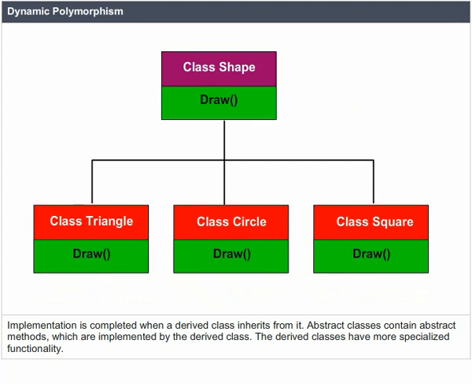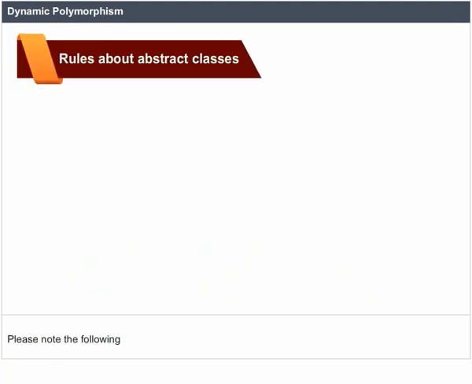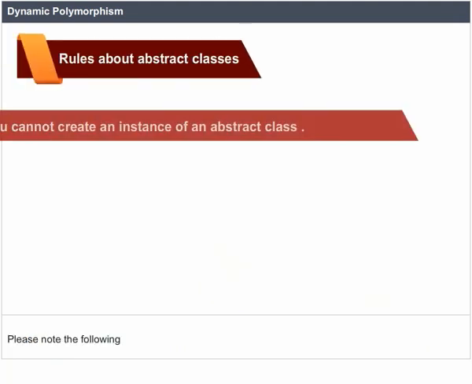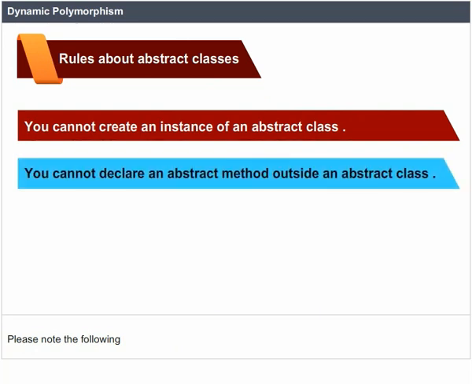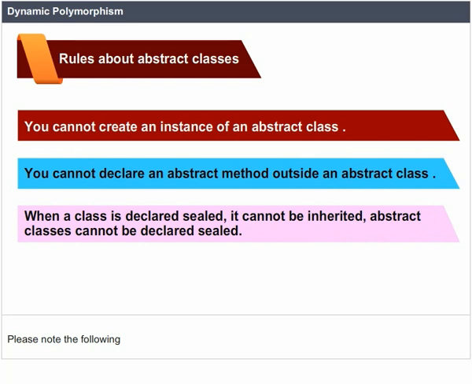Please note the following rules about abstract classes. You cannot create an instance of an abstract class. You cannot declare an abstract method outside an abstract class. When a class is declared sealed, it cannot be inherited. Abstract classes cannot be declared sealed.